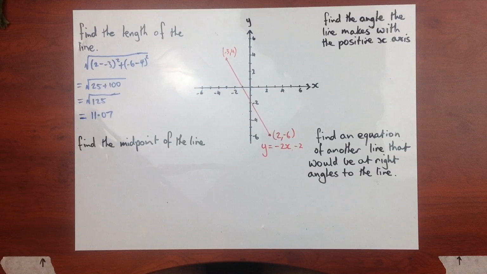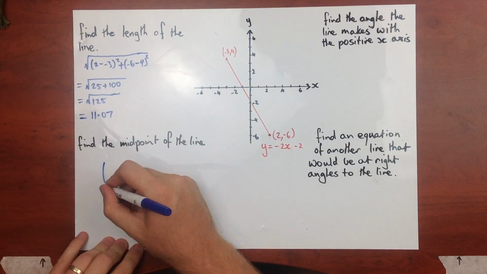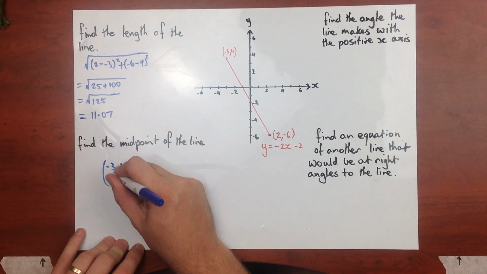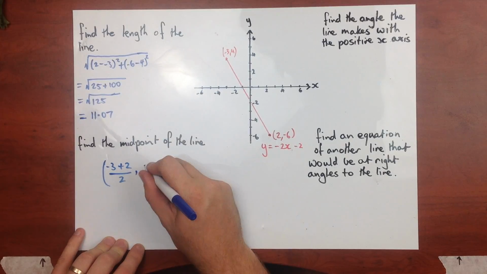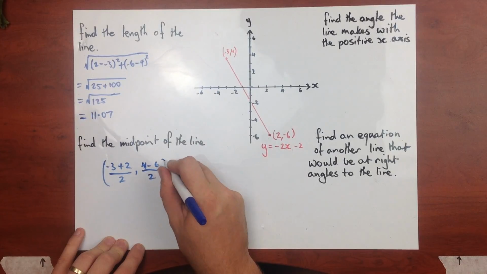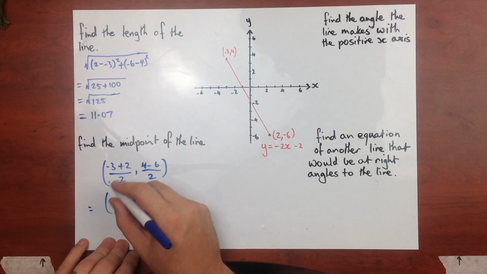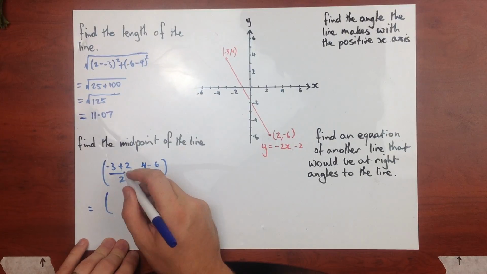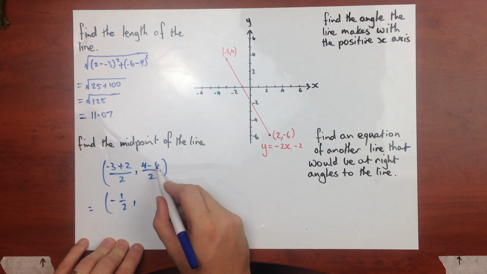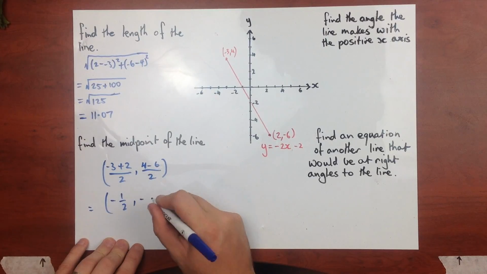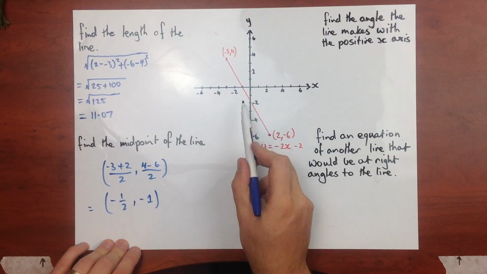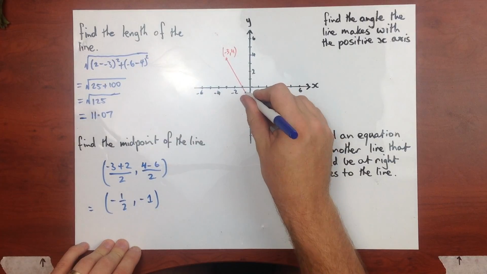Okay, the next part is finding the midpoint of our line. So our midpoint was nice and easy. That was just averaging our x and y's. Okay, so I've got -3 plus 2 on 2, and we're going to have 4 take 6 on 2, okay, which is going to give us -3 plus 2 is -1. Okay, so it's going to be -1 on 2, or -1/2. Okay, and 4 take 6 is -2. Okay, on 2 is going to give us -1. So our midpoint is going to create -1/2, -1. Okay, it's going to be in here somewhere. Okay, midpoint's going to be right in about there.